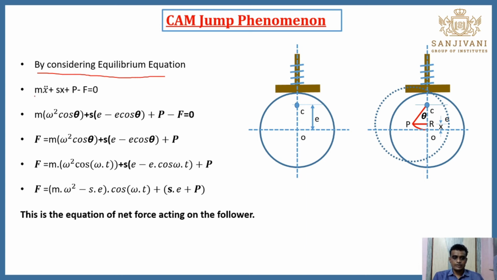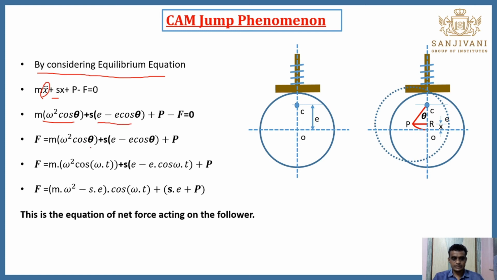Now if you consider the equilibrium equation, m x double dot, where m is the mass and x double dot is the acceleration, plus s x plus p, here we need to consider the total forces acting on the follower. M x double dot plus s x plus p is equal to F, which is the total force exerted on the follower by the cam. Again, x double dot is equal to E omega square cos theta, as we have studied, and x is equal to E minus E cos theta.